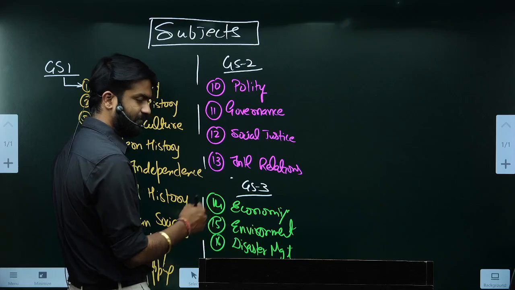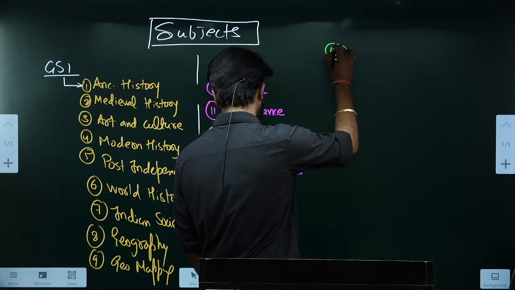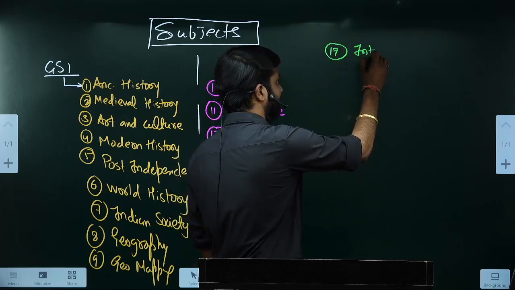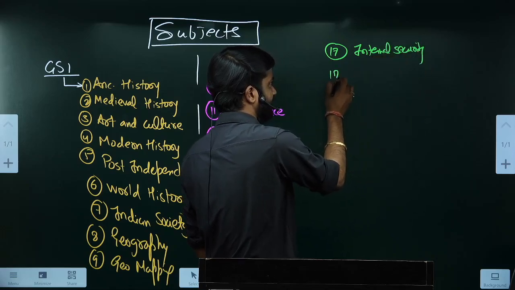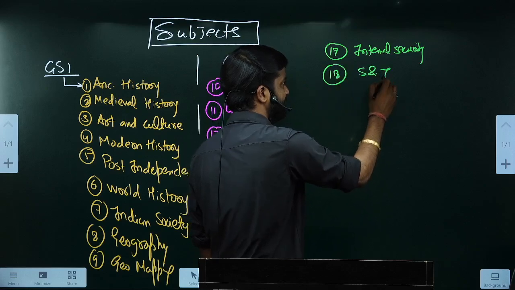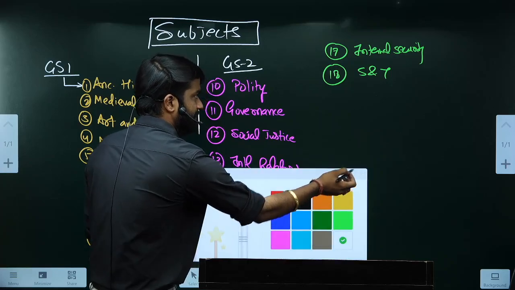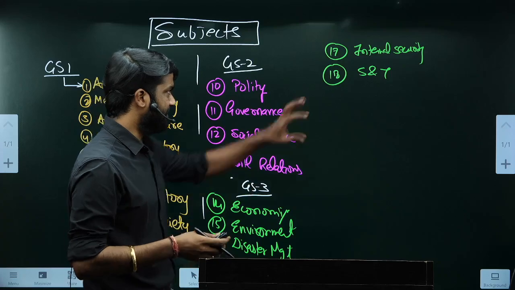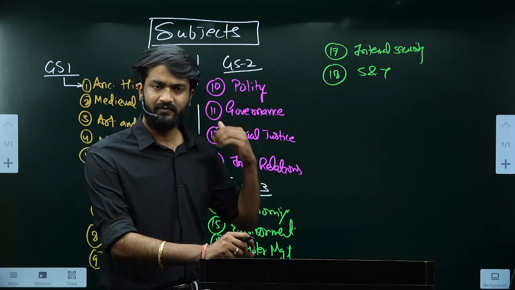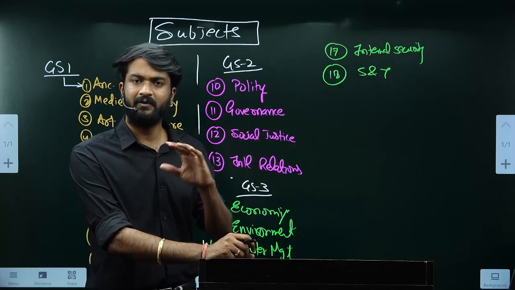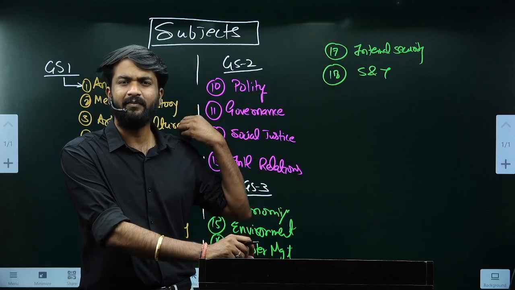This is exclusively from the mains perspective. After this, the next subject which you will prepare is internal security. Then lastly, you have to prepare science and tech in GS3. Now again, almost current affairs from internal security, then science and tech, even the static part of science and tech, is part of the prelims syllabus also. Majorly science and tech and disaster management, we read from the mains perspective.